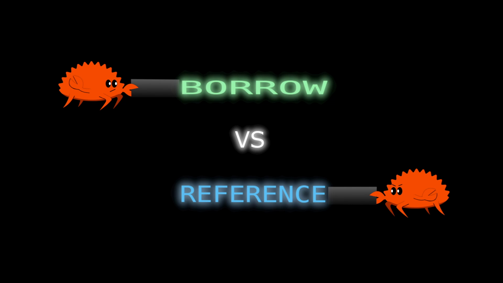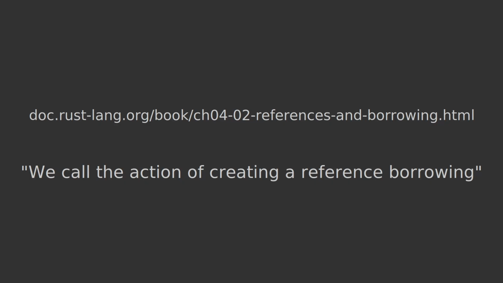In chapter 4.2 of the Rust book it says, "We call the action of creating a reference borrowing." So that's straightforward enough. If you're taking a reference, you're borrowing. And if you want to borrow, you have to take a reference. But do we really need two ways to say the same thing?